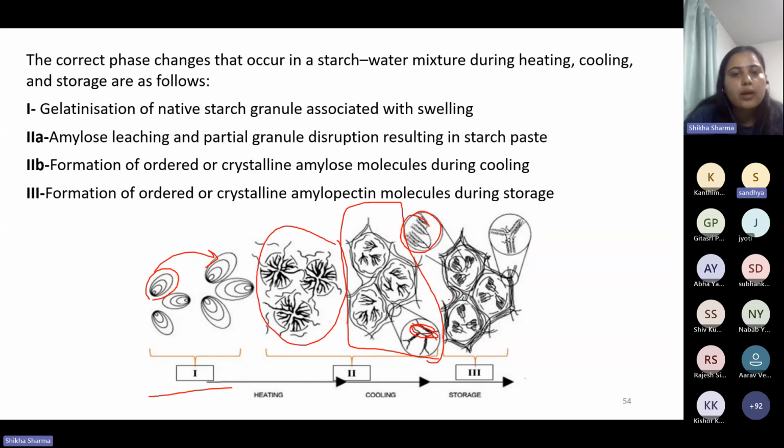And when we store the starch-water mixture for a longer time, what happens? The amylose gets disrupted and becomes disordered. When we store it for a long time, it recrystallizes and comes into order, and we can get this kind of crystalline structure. It's the microscopic structure. So we see it becomes crystallized again, in both the amylose and the amylopectin. Okay, is it clear? Yeah, ma'am.